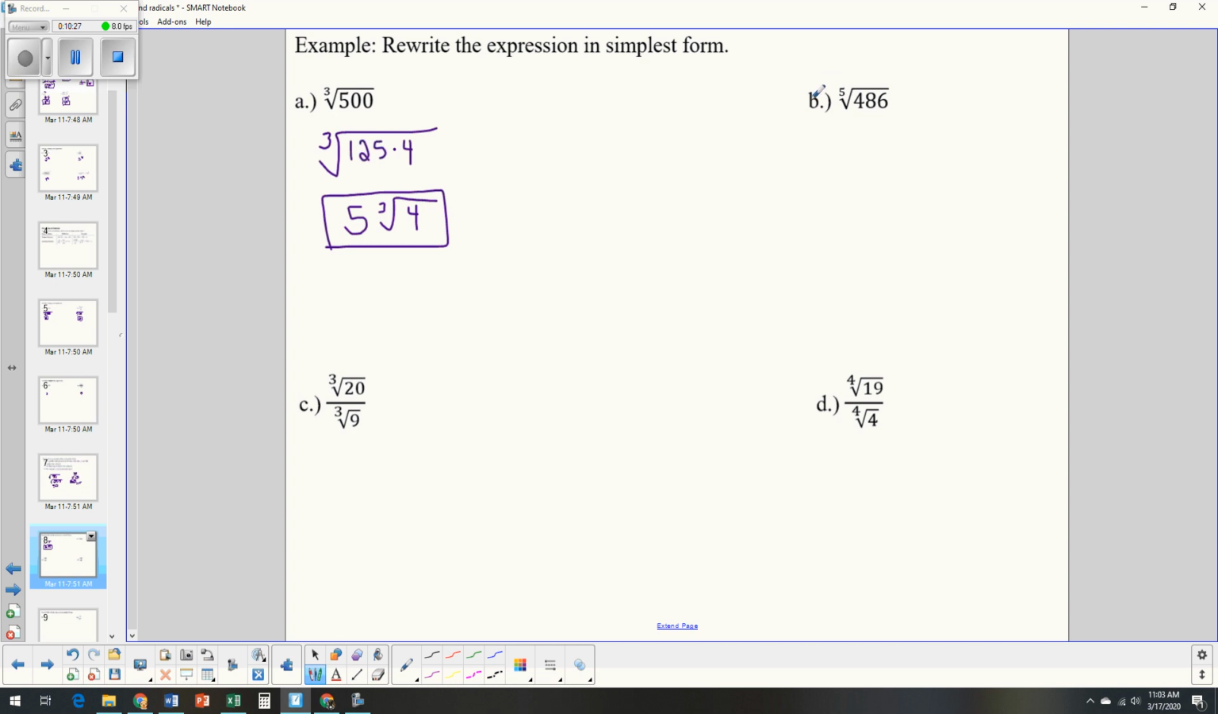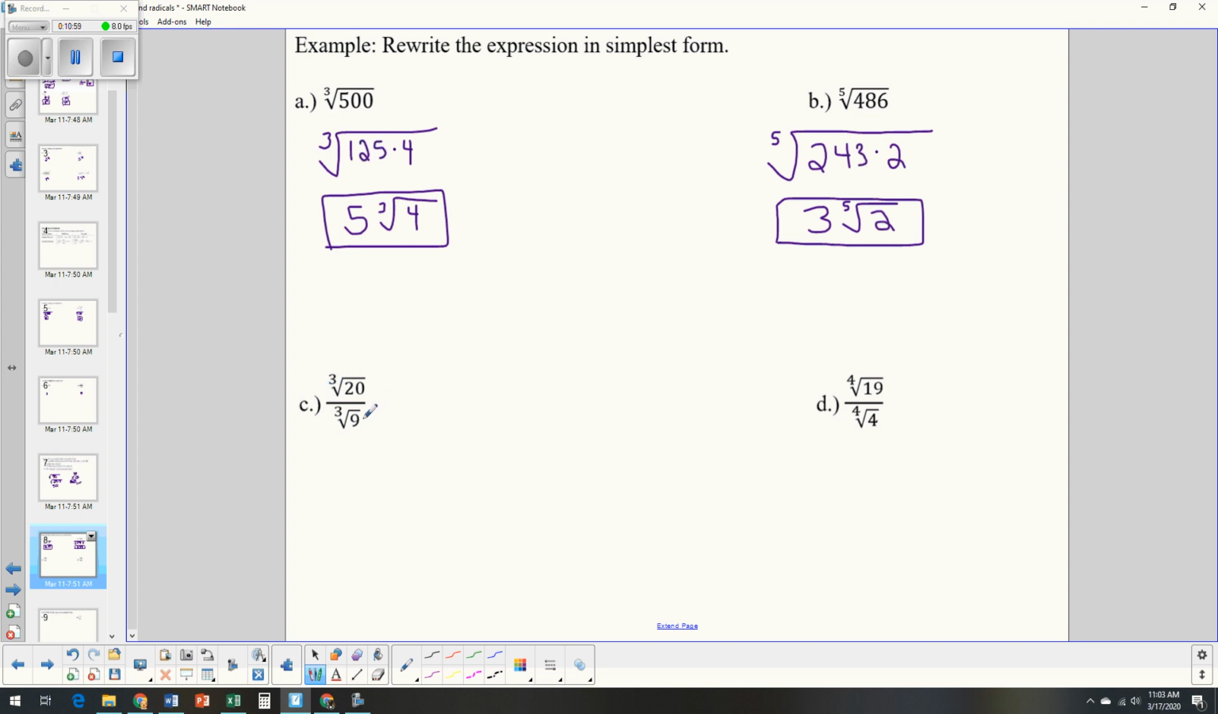B, same idea. I'm going to look at my list of perfect fifths. 243 is a perfect fifth, and 243 times 2 gives me 486. So I'm going to turn this into 243 times 2. I'm able to take the fifth root of 243 and get 3, and then I'm left with the fifth root of 2. So that is completely reduced there. Now, C and D become much more complicated.